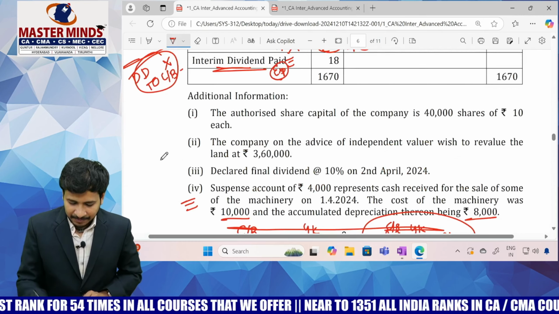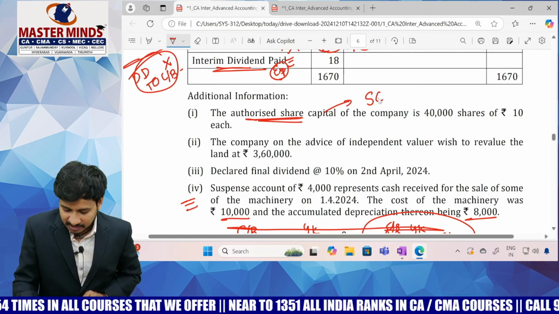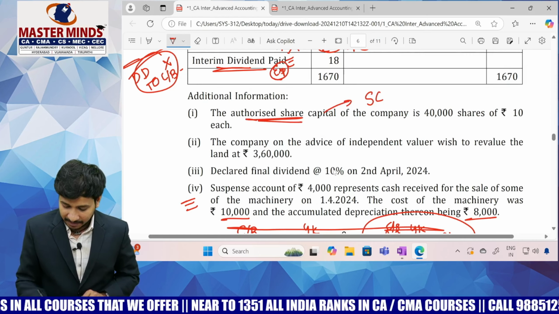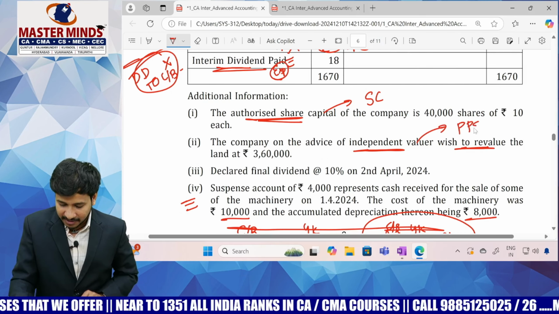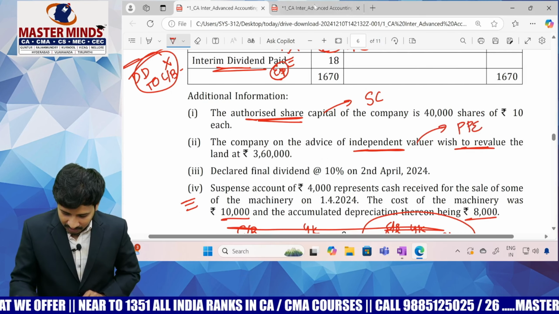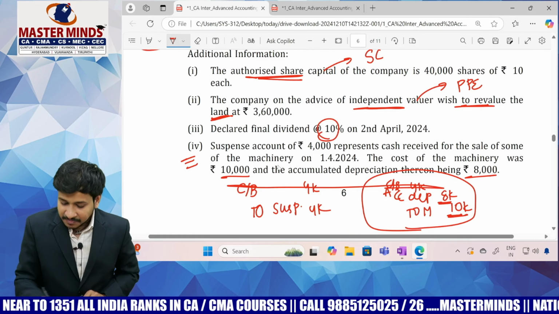Okay, that's it. And let me go with the additional information. Authorized share capital shall be disclosed separately under notes to accounts, share capital. Independent valuation revaluation has to be shown separately under PPE, land. Okay, and declare the final dividend on 2nd April.